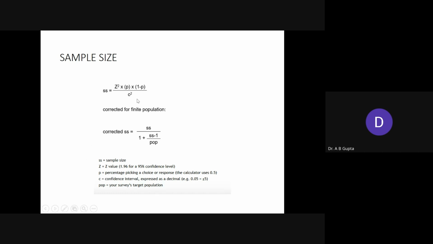So let me repeat. If there is an infinite population, you use this formula, but you have to find the Z value corresponding to the confidence level. You have to use the Z table. We will also train you how to use the Z table when we work on statistics. Once you have found the sample size for the infinite population, you can find the sample size for the finite population. The formula is SS divided by 1 plus SS minus 1 divided by population.